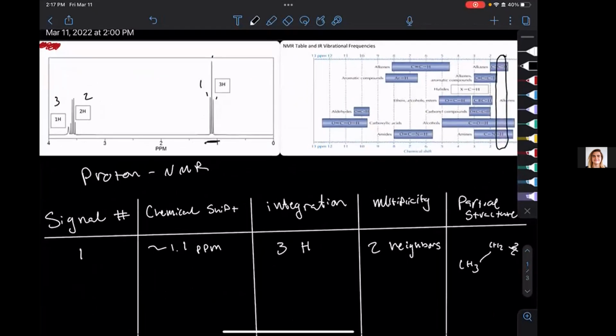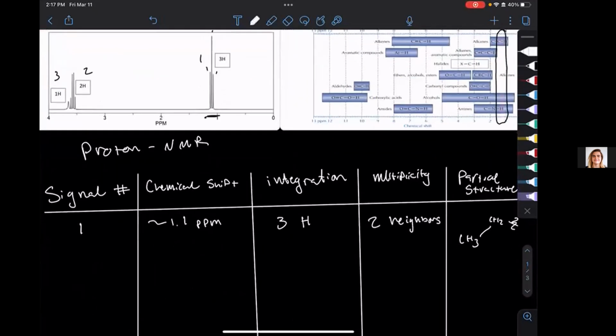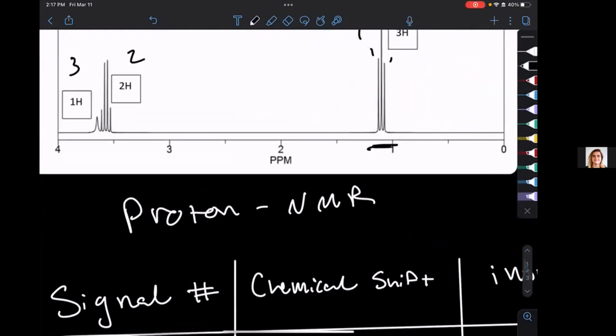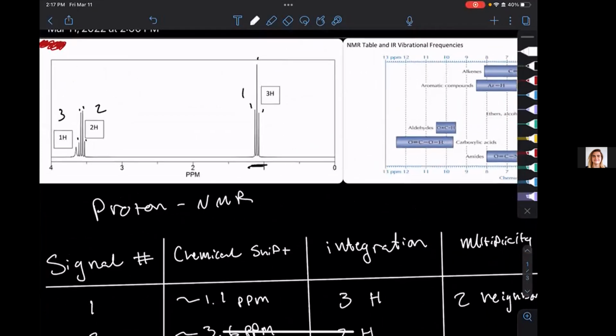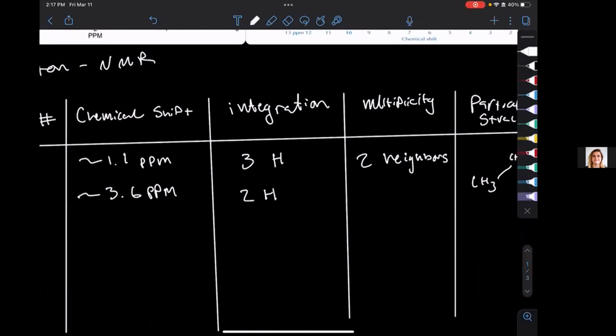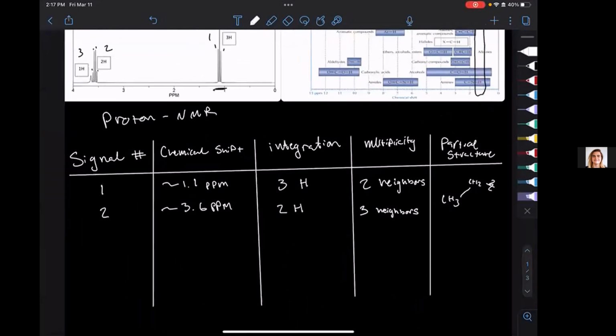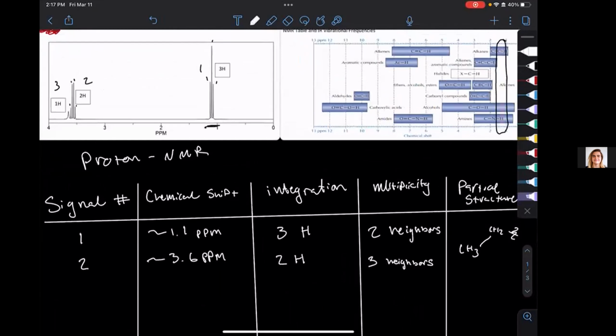All right, so let's go ahead and work on number 2. So we have signal number 2. The chemical shift is about 3.6 ppm. It contains 2 hydrogens. It has a multiplicity, and we can see here it has 1, 2, 3, 4 spikes, which means it has 3 neighbors, 3 hydrogen neighbors, I should say. And then the partial structure, we're going to give that a second, just so we can check the table first.